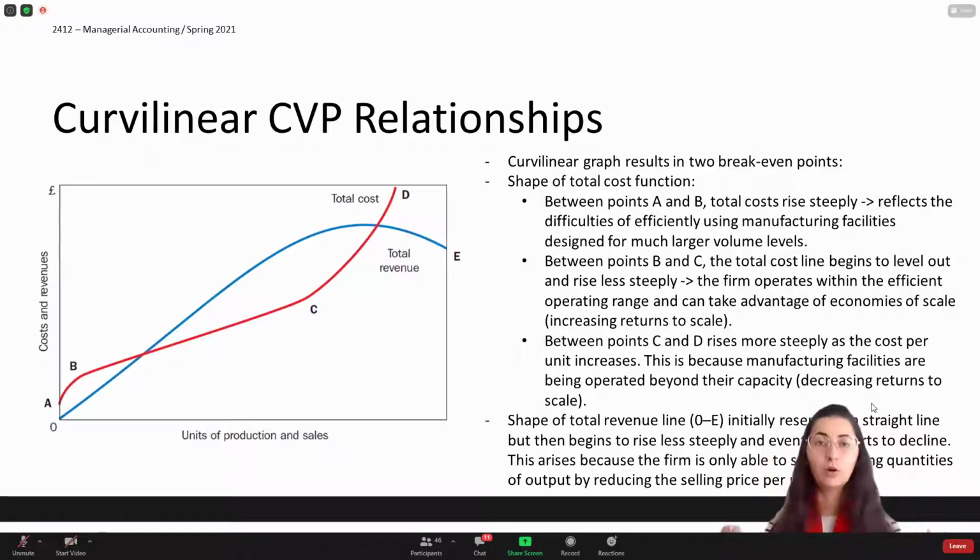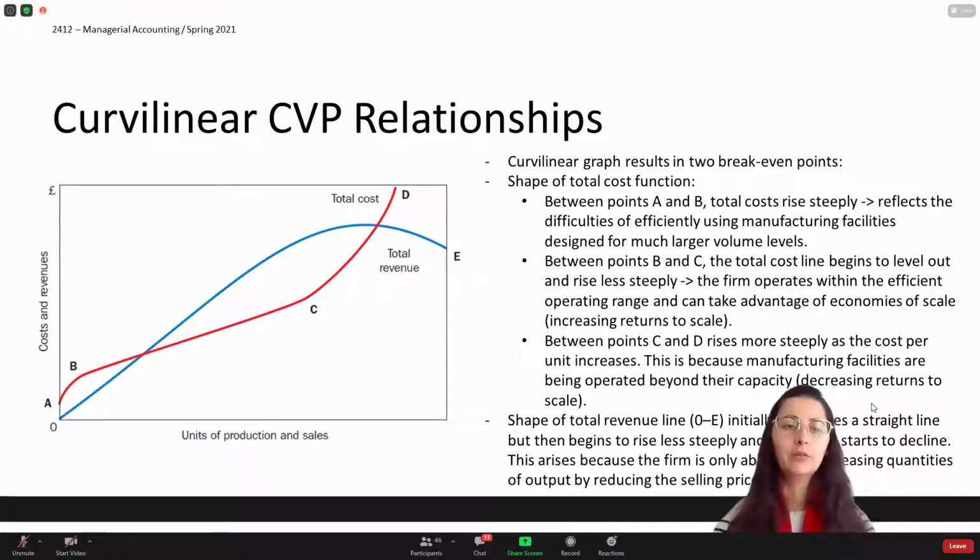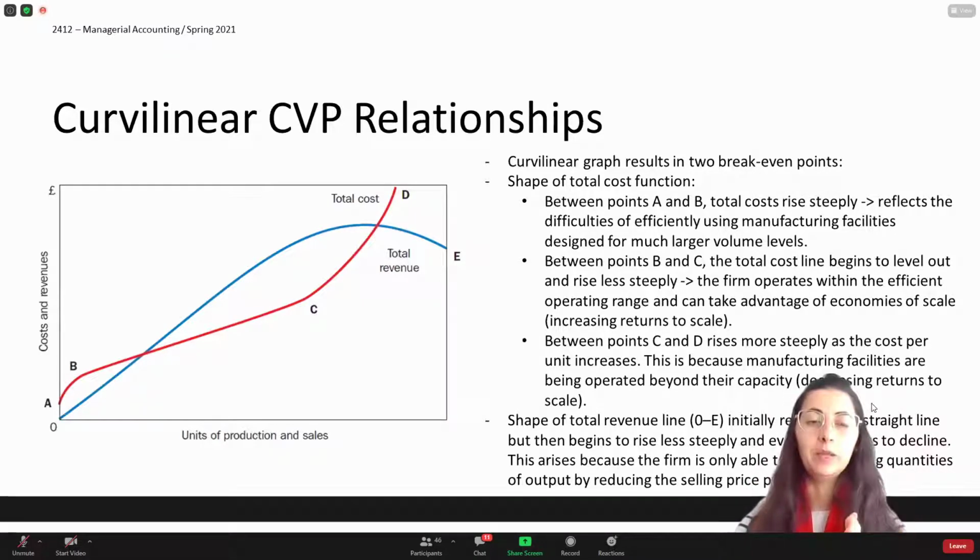We have a lot of costs, and we need to incur these huge costs in order to produce one more unit. So this is when we see startup companies, when they're starting, they have to produce one more unit, so they have to purchase all the machines. They have to have all these employees in order to start developing. So there's a very steep curve between points A and B.